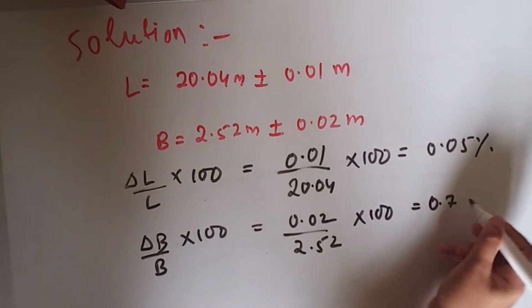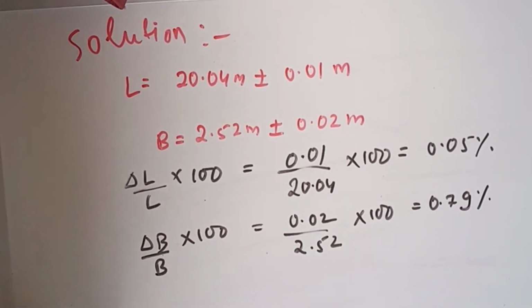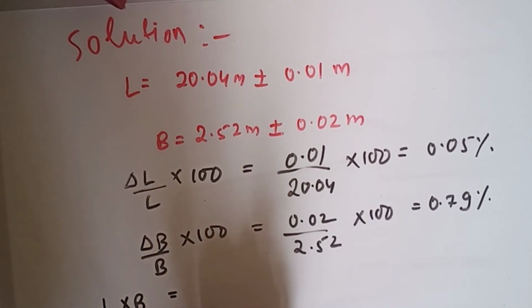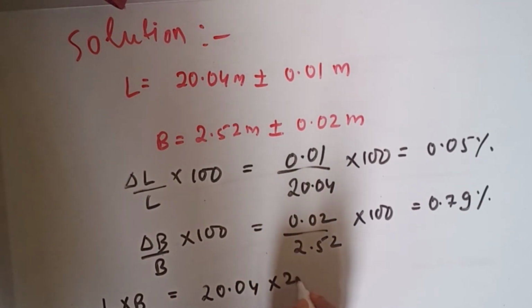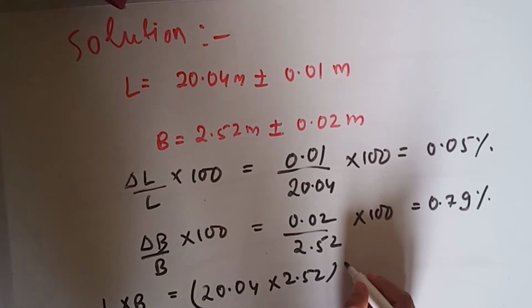This gives me percentage error as 0.79%. So these I have got my percentage errors. Okay, so we have converted our relative errors into percentage errors. Now come to length into breadth. Length into breadth: 20.04 into 2.52, plus minus.